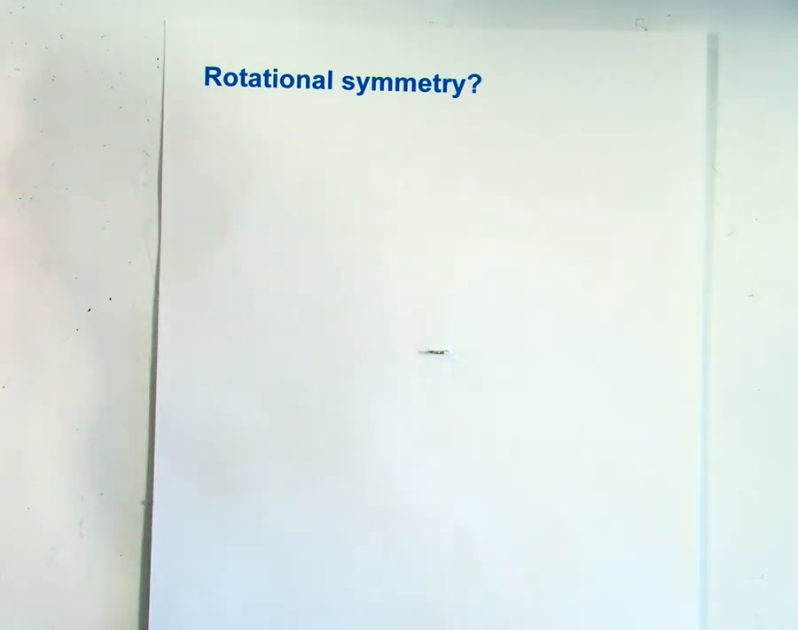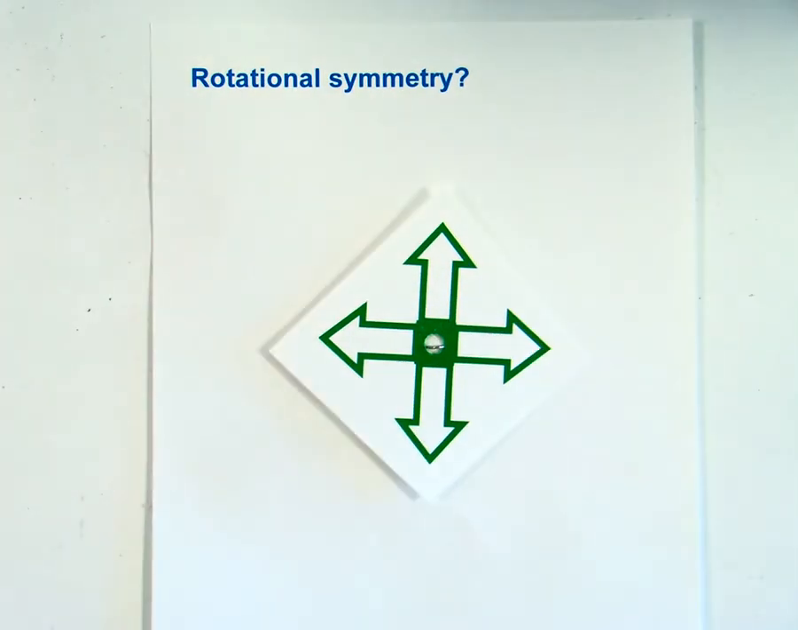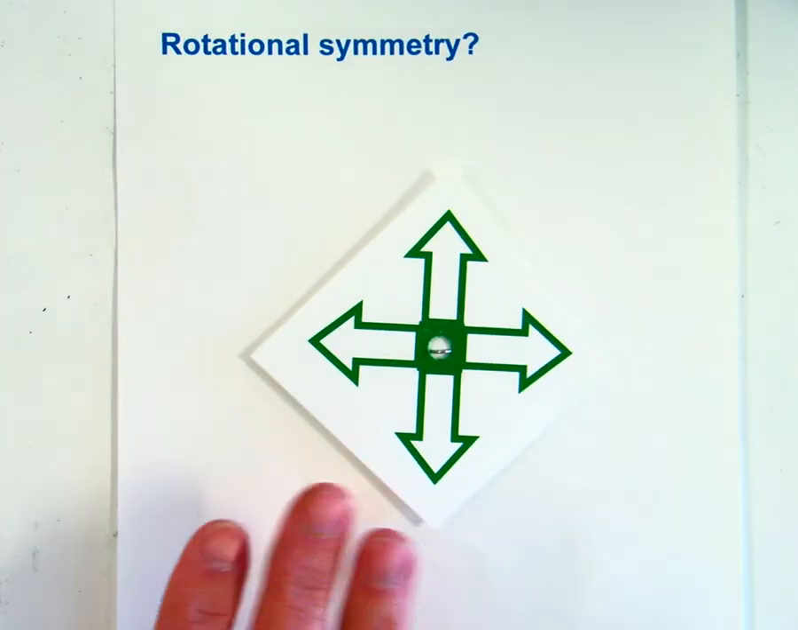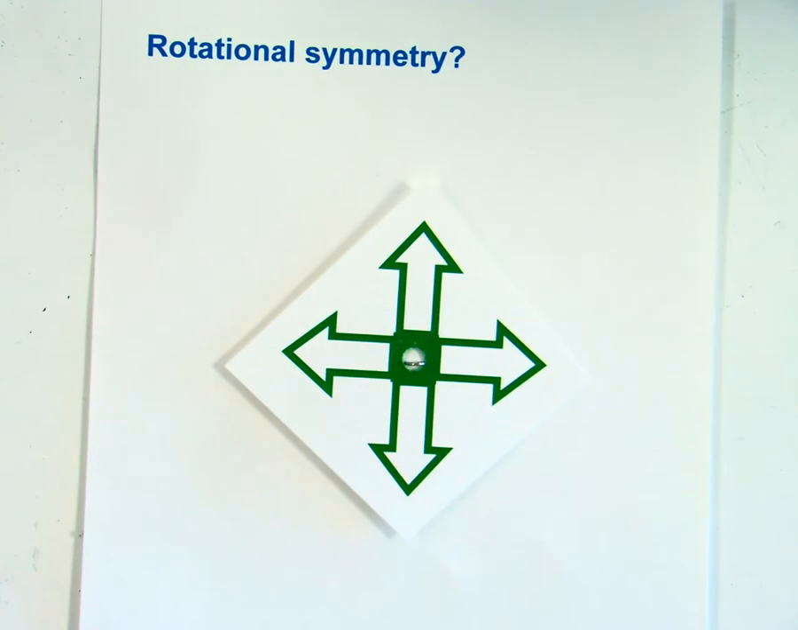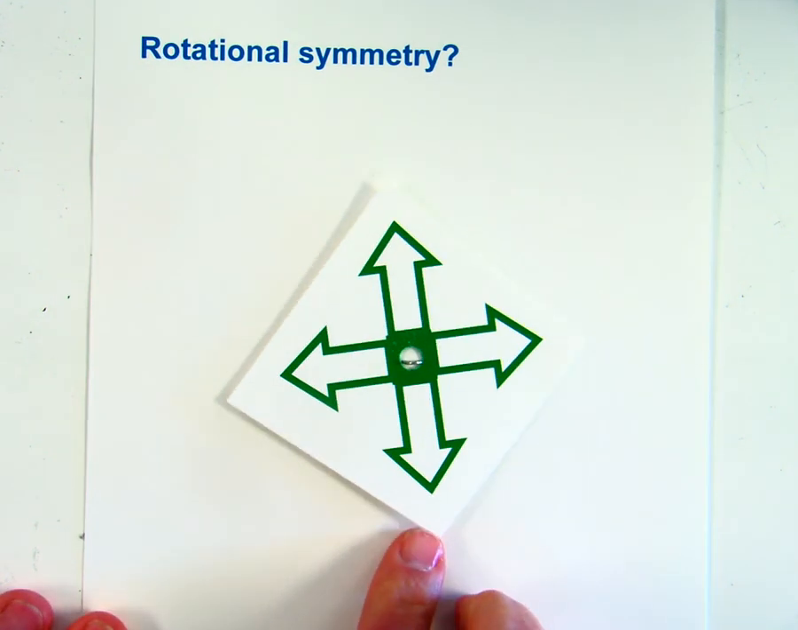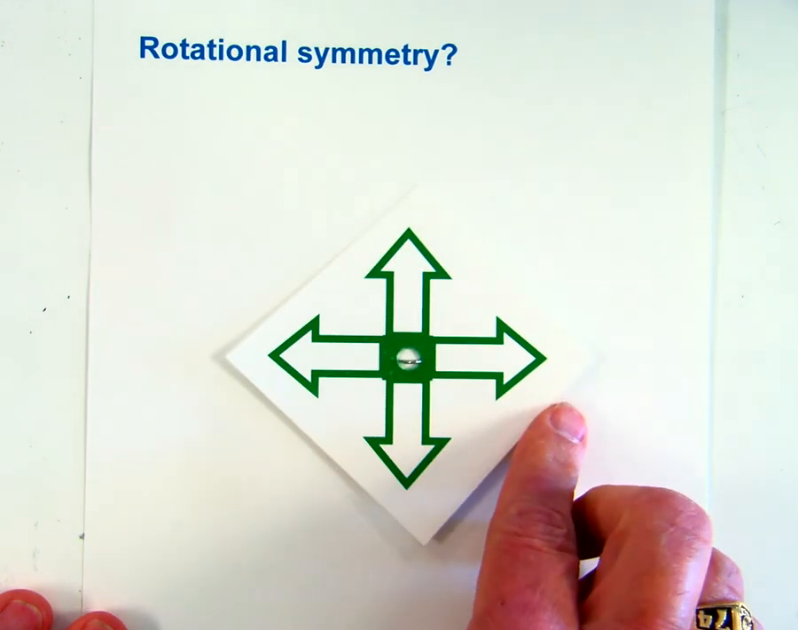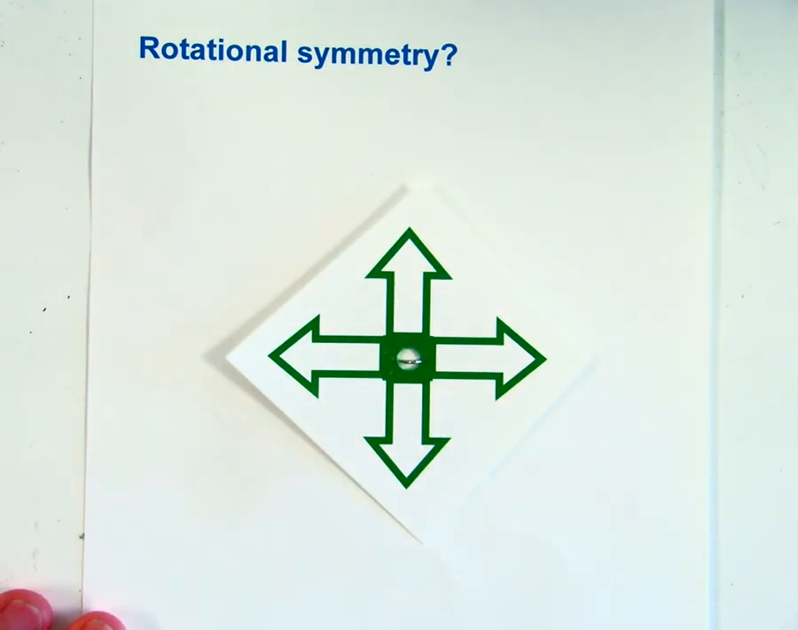Okay. Looking at this figure, can you tell if it has rotational symmetry? In other words, if I attempt to rotate it, will it still look the same? And if so, when? Okay, well, I think you can probably tell that this one is also 90 degrees. Again, rotation is counterclockwise by default, unless we say otherwise. So I just rotated it 90 degrees counterclockwise.